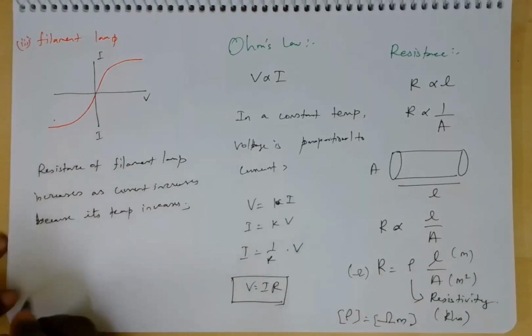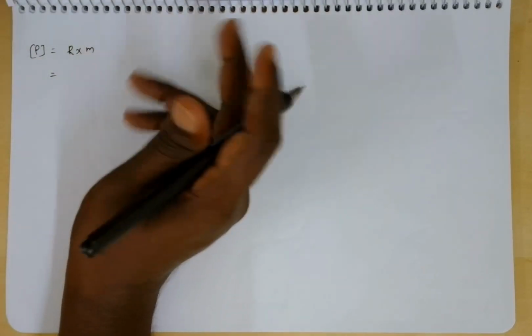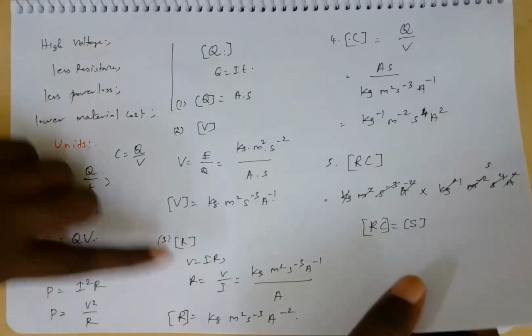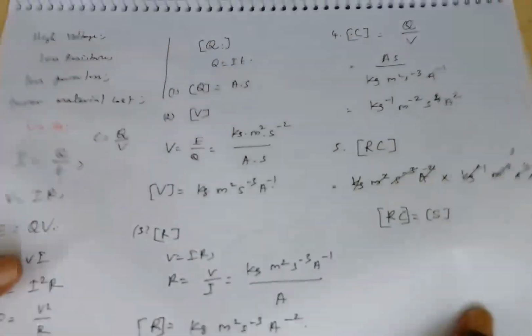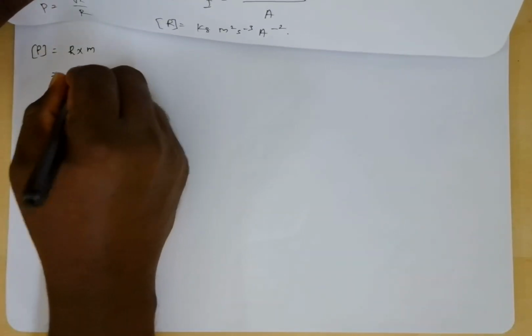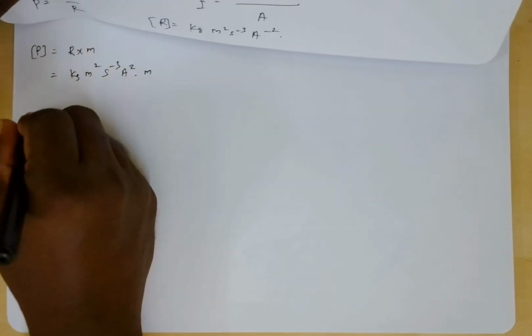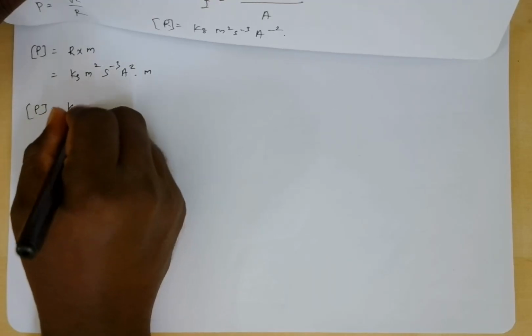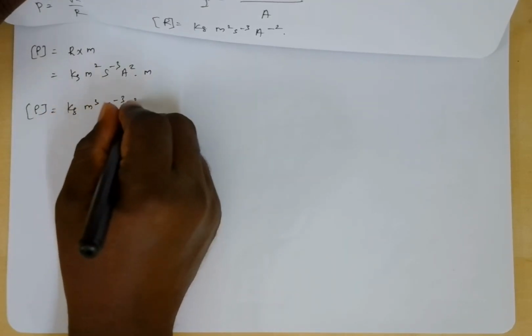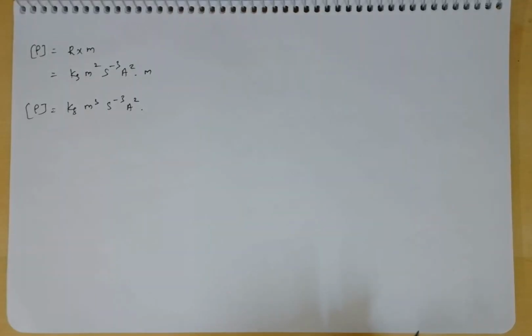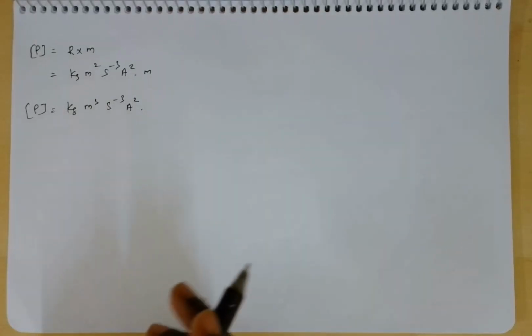Okay. So the SI unit of resistivity is resistance into meter. For resistance, we will not derive again. Resistance is kg meter square second power minus 3 ampere power minus 2, into meter. So resistivity is kg meter cube second power minus 3 ampere power minus 2. You can just note it down, but whenever you need, you can derive by yourself.